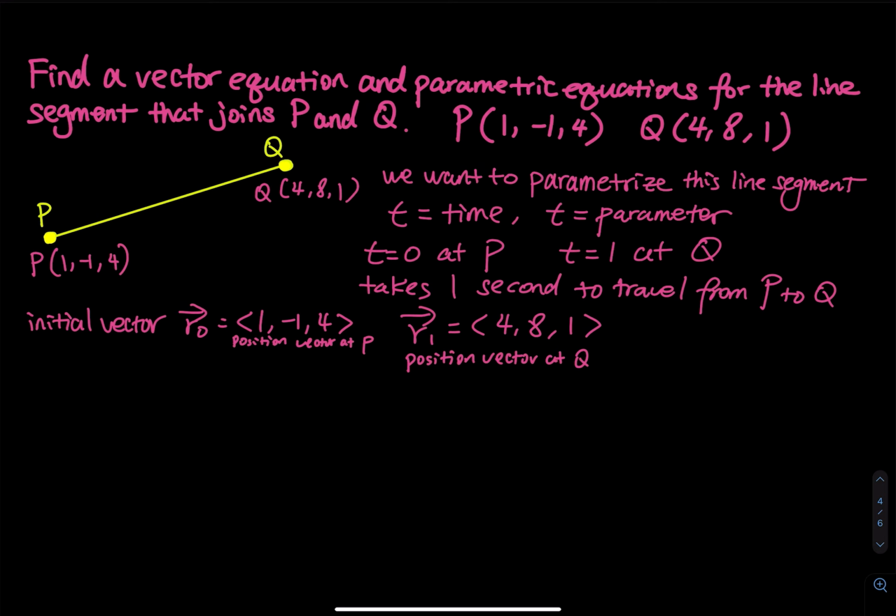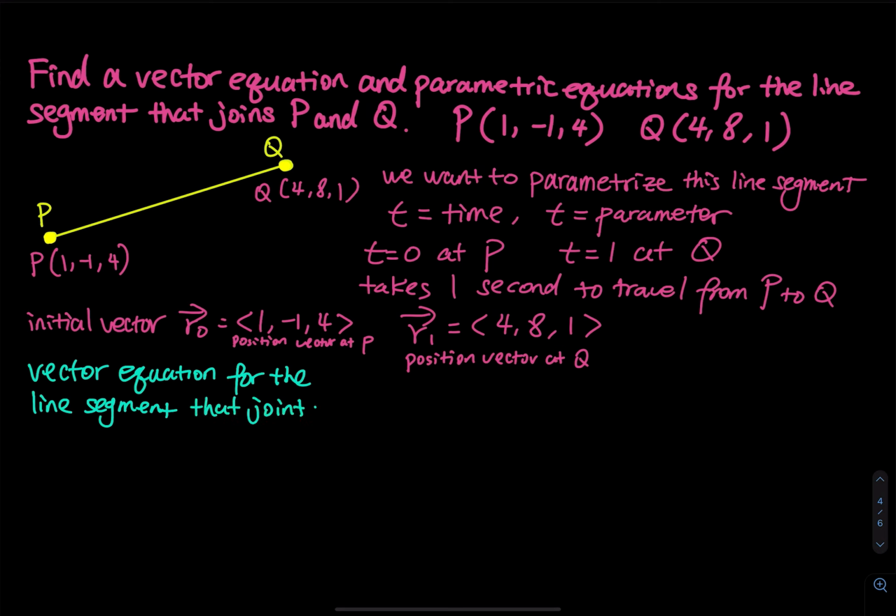So let's write this down. It's too many words to take, right? So we want to write a vector equation for the line segment that joins the tip of r0 and the tip of r1. What is that vector? That vector is r of t.